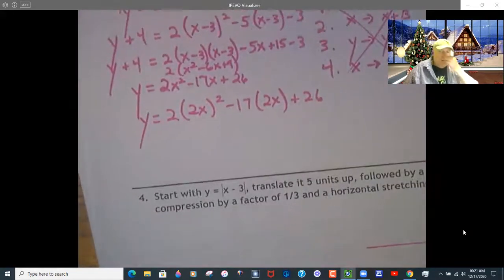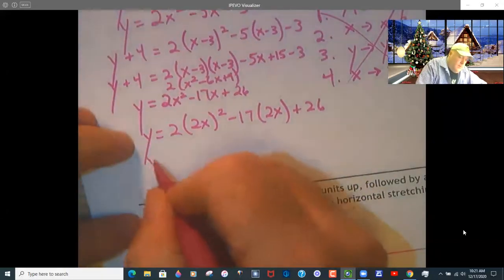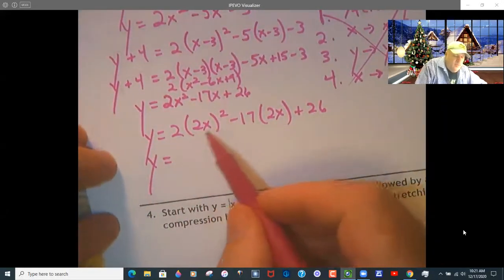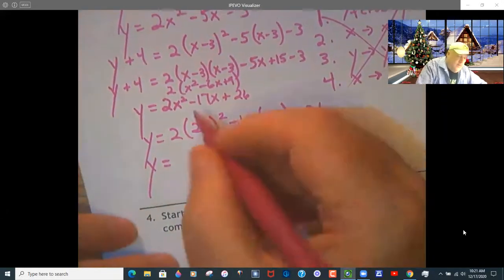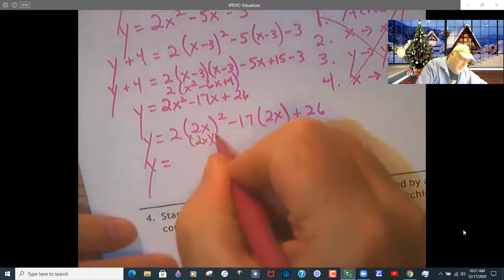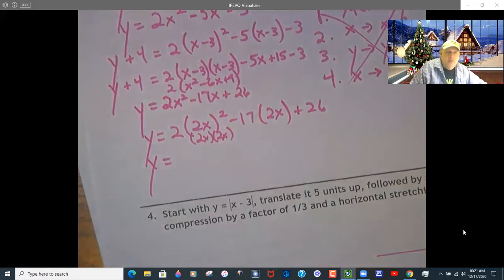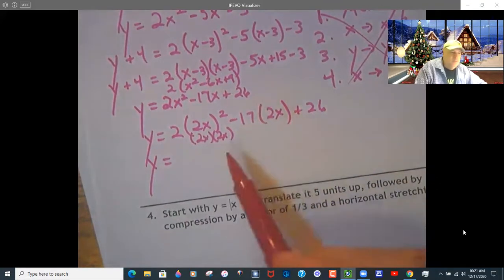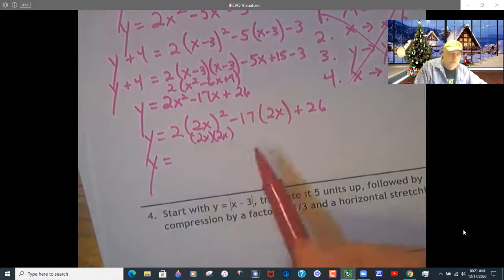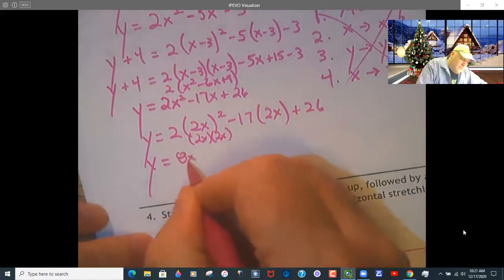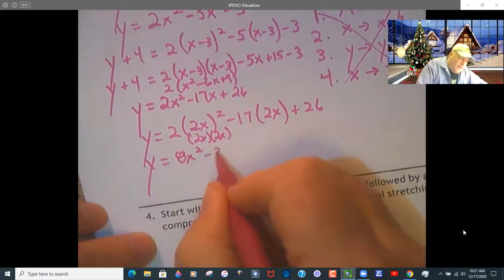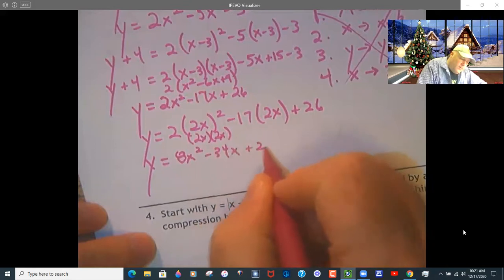So then the last thing is 2x in for x. So now you got to simplify. So this will be 4x squared, and you got to think this way, 2x times 2x. What's the product of all three of those? So at 4 minutes left, 8x squared minus 34x plus 26.